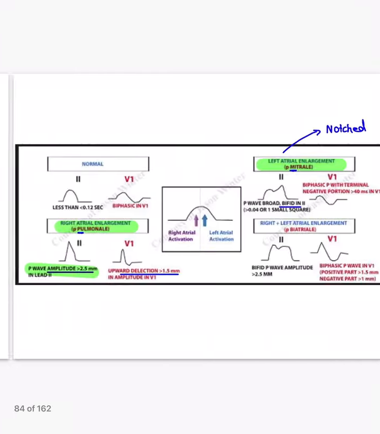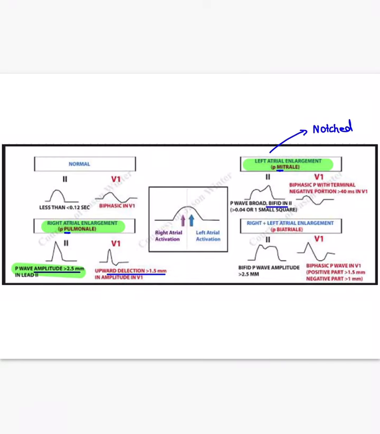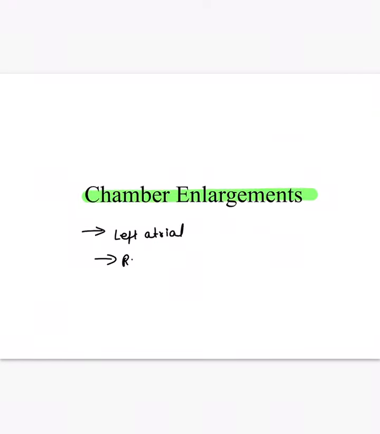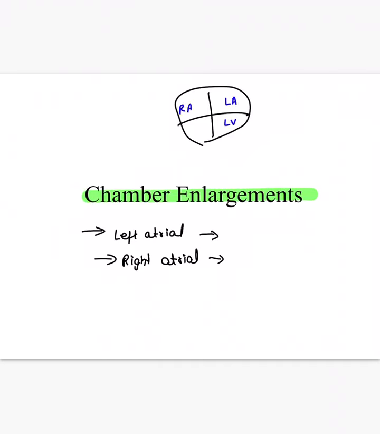Now see, coming on to chamber enlargement. What can happen? You can have left atrial enlargement or right atrial enlargement. When you have chamber enlargement, suppose we draw this heart. When we draw the heart, this is the left atrium, left ventricle, right atrium, right ventricle. What is this? This is the tricuspid valve. This is the bicuspid valve, also known as the mitral valve.